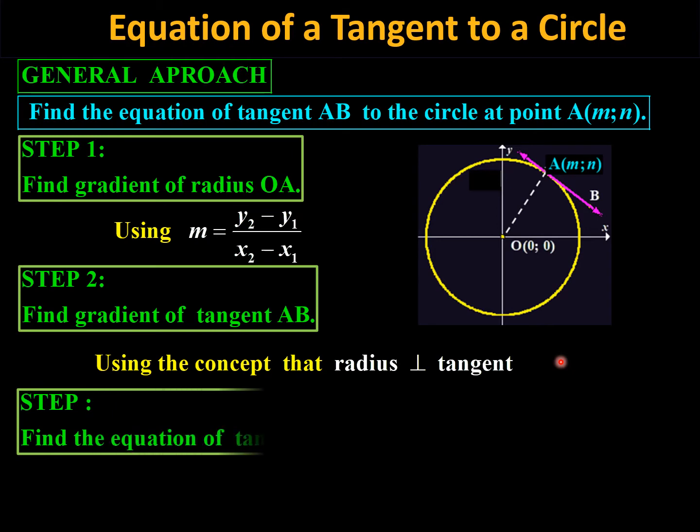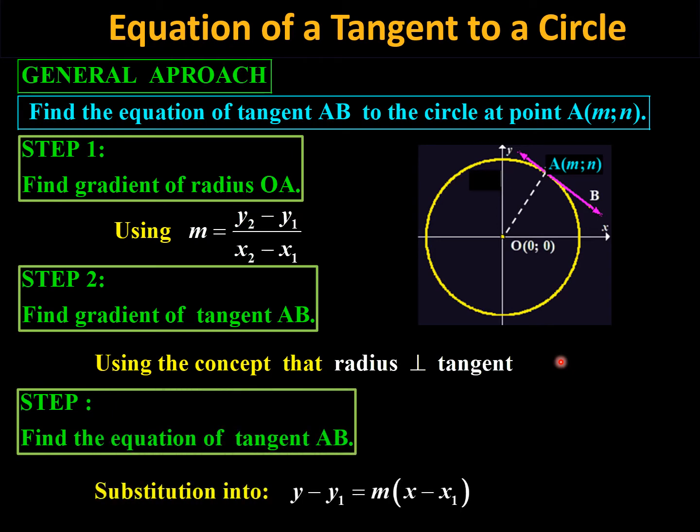And then just a very simple step: a tangent is a straight line. So it's advisable here to use this formula. You can substitute that gradient in there and you use the point. And remember, it must be the point of contact, not the origin, but the MN, and then you just simplify that. And that's the general approach for finding the equation of a tangent to a circle.